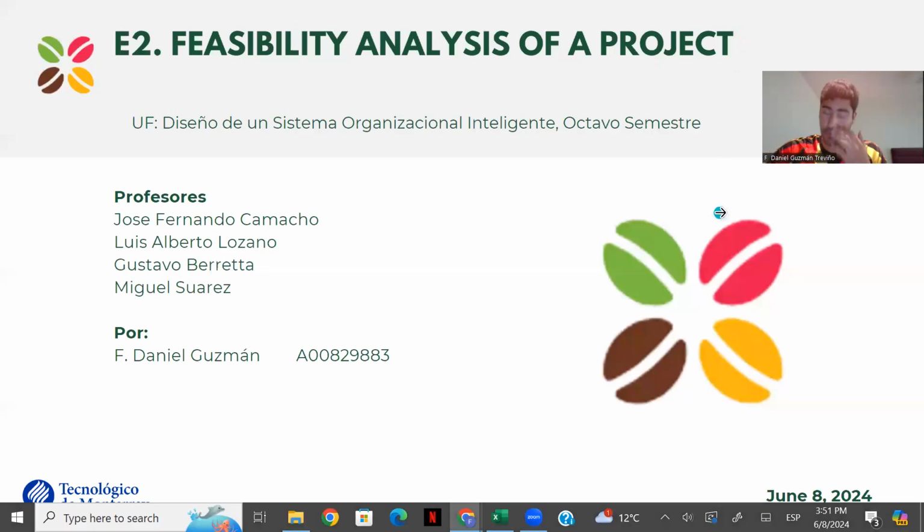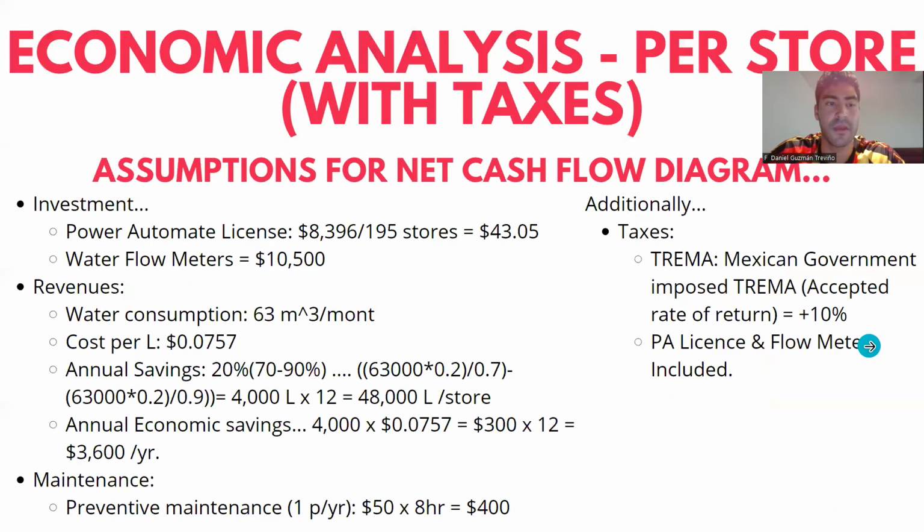Hi, I'm Daniel Guzman, and I'm going to present to you the second deliverable, which is the feasibility analysis of a project. So, the economic analysis of our project per store, with taxes included, of course. And these are the assumptions for the net cash flow diagram that I'm going to show next.